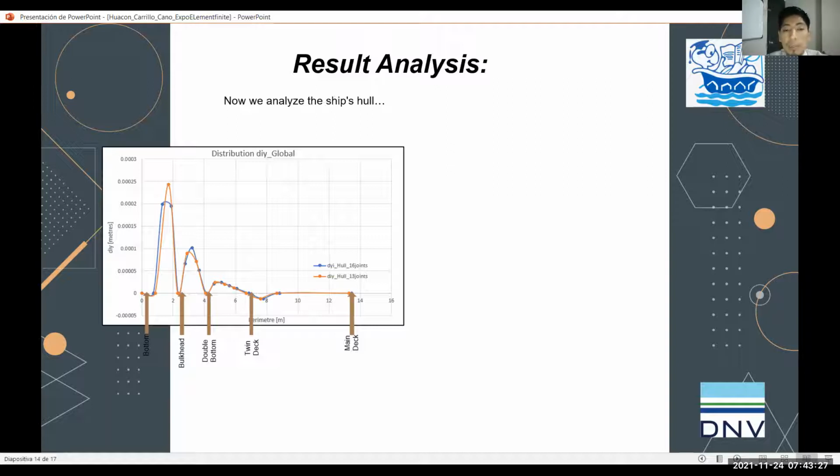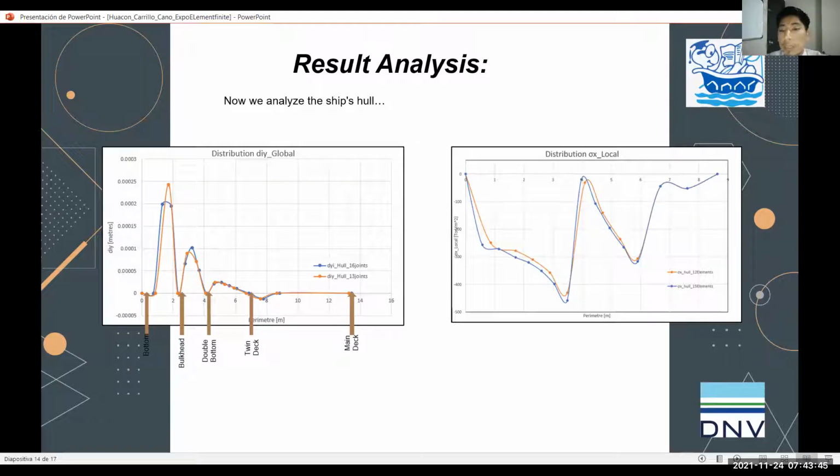Good. I have the different displacements at the different joints, only on the deck, for example, joint 17 and joint 13. I also analyzed the stress in the whole hull. I have the two fusion, and I have the 20 finite elements.